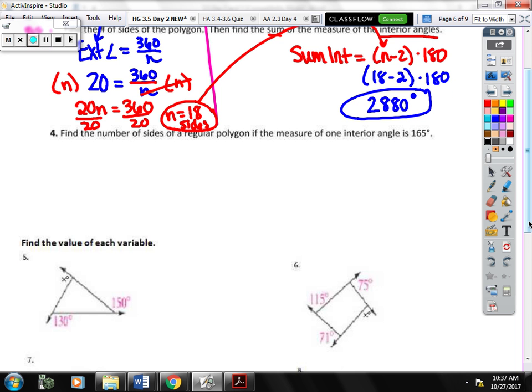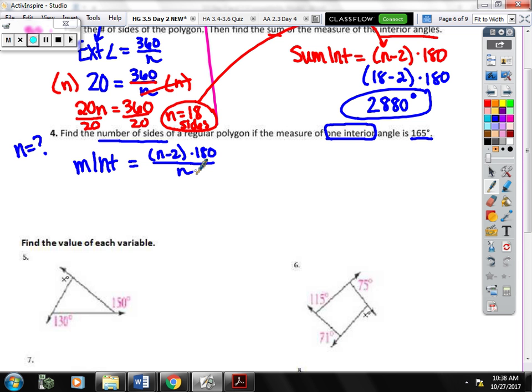Alright. Now this one says find the number of sides. So again, we're looking for n, of a regular polygon if the measure of one interior angle is 165. What formula would I use for that? Measure of one interior. Ryan? N minus 2 times 180 divided by n. Good. So this is the formula from yesterday.